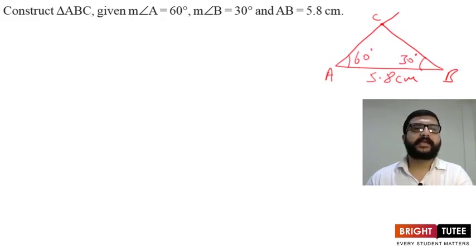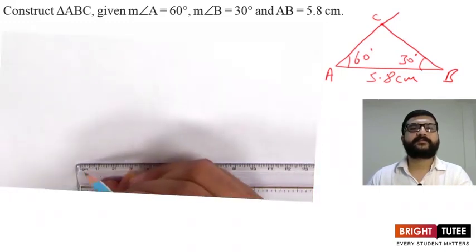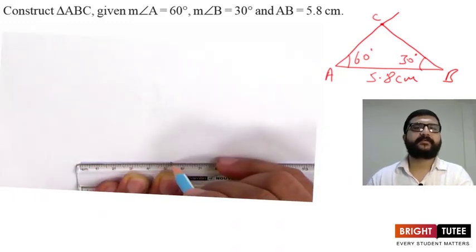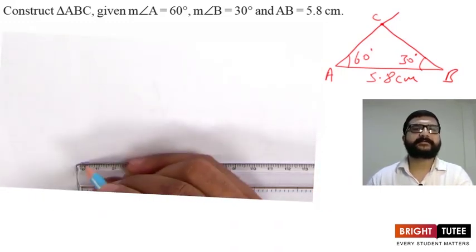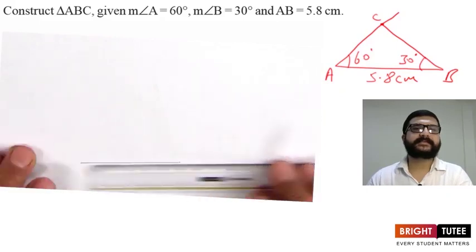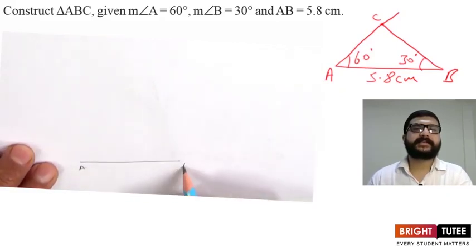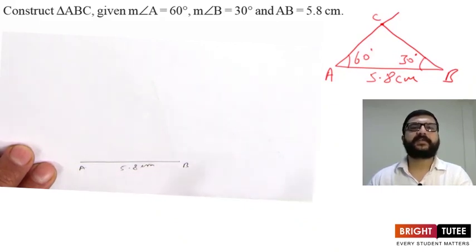Now we have to draw an actual triangle with the help of compass and ruler. Now what will be the first step? The first step is to draw a line segment AB of 5.8 centimeters. So here we have to draw a line segment of 5.8 centimeters. We can name this as A and this as B. So here is the line segment AB of length 5.8 centimeters.